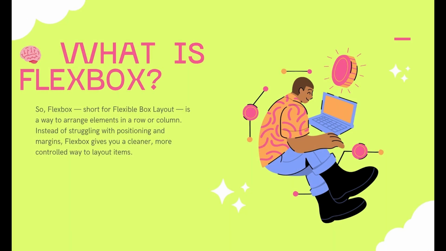What is Flexbox? Flexbox is short for Flexible Box Layout. It is a way to arrange elements in a row or column. Instead of struggling with positioning and margins, Flexbox gives you a cleaner, more controlled way to lay out items.